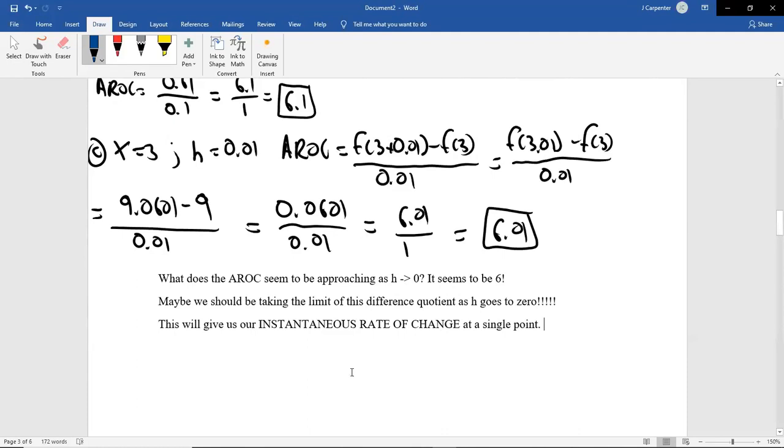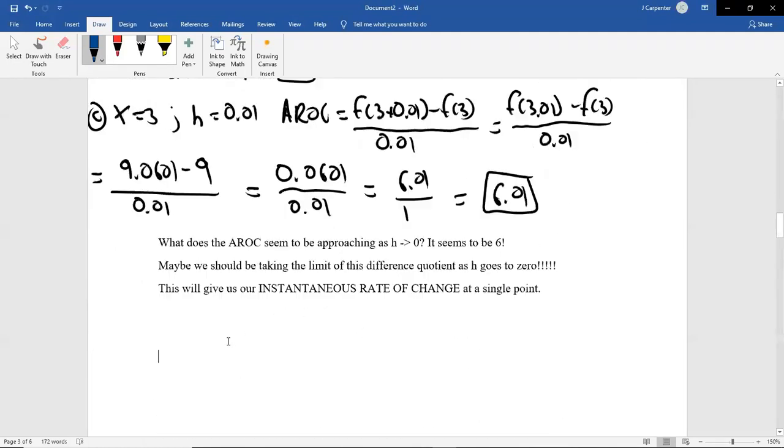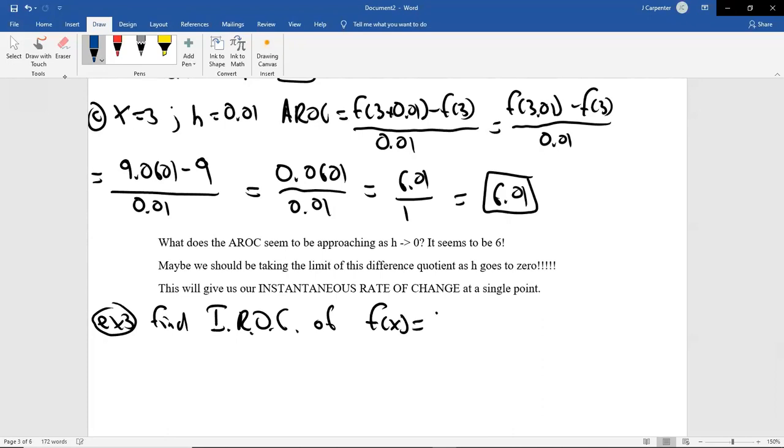So for example 2, example 3, I used to call it example 2 in my old notes. It's now example 3. Let's find the instantaneous rate of change of the function f of x equals x squared at x equals 3.